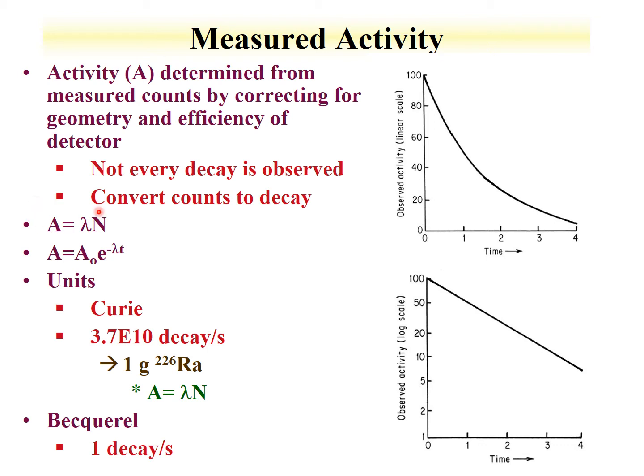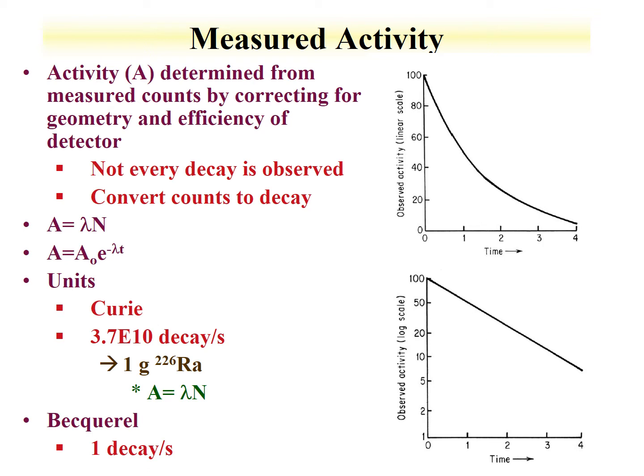Activity equals lambda N. Initial activity times e to the minus lambda t is equal to the activity at a given time. So we have these relationships. And what we really need, when we talk about the relationship between counts and activity, is the detector efficiency. The general relationships that one could see are shown here. If we looked at activity as a function of time on a linear scale, we'd get this relationship. On a log scale, a semi-log graph, we get a nice linear relationship.